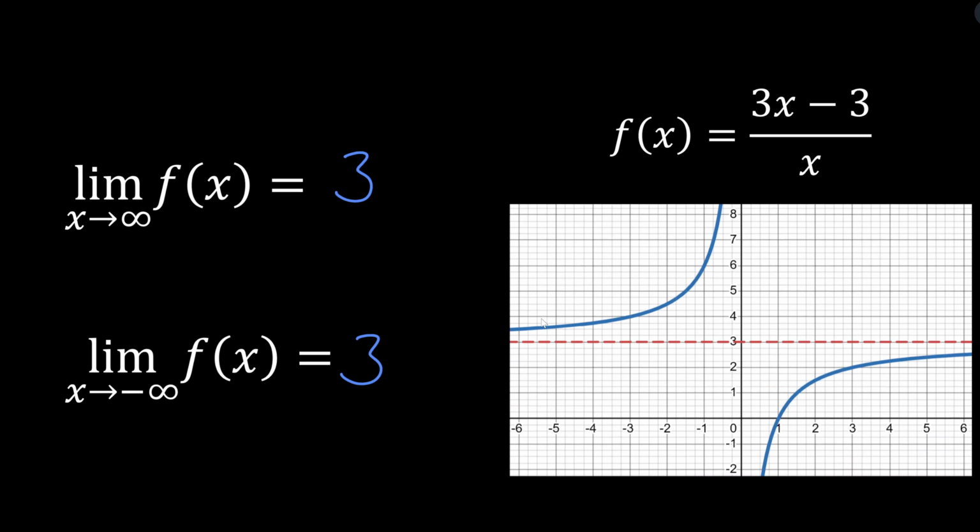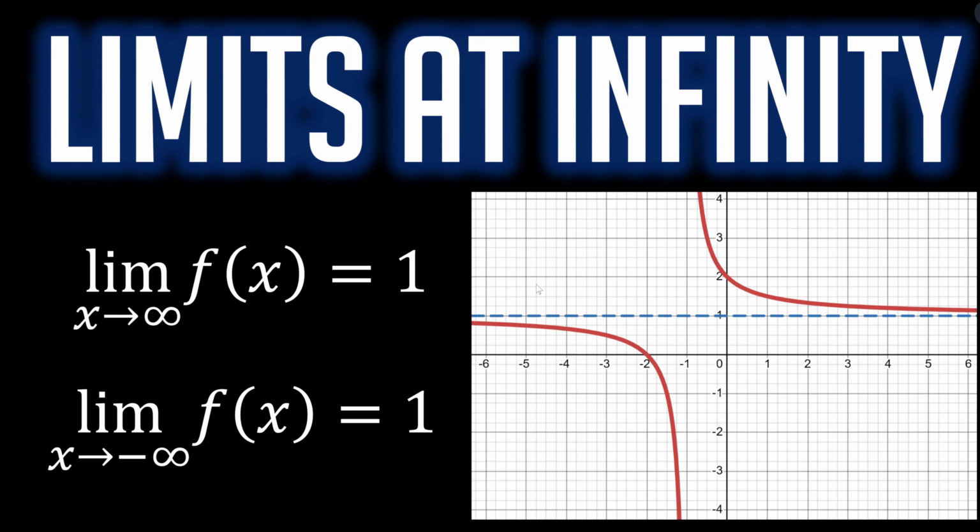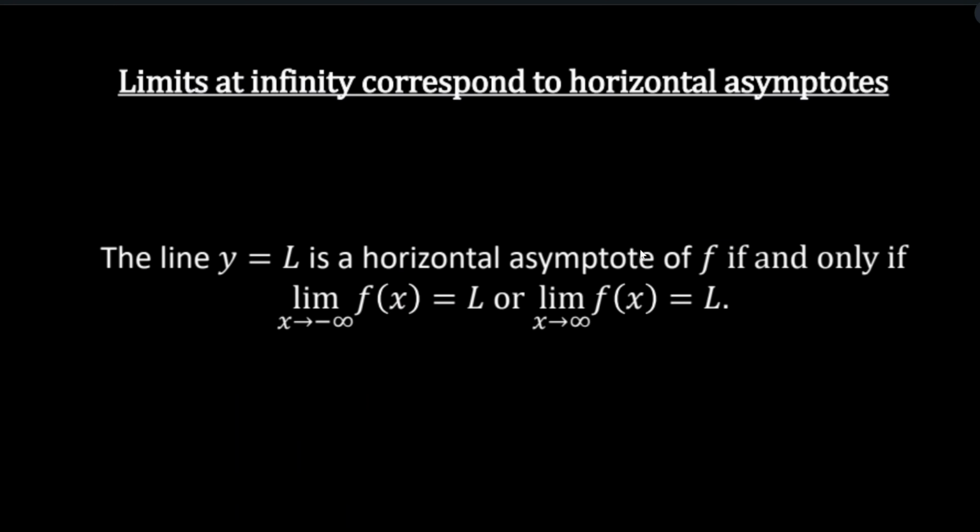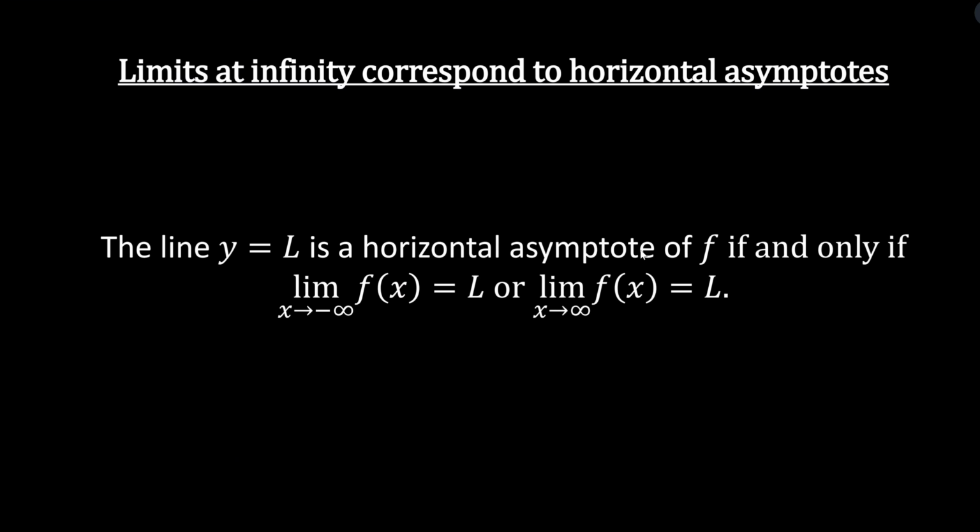Okay, so we've dealt with two rational functions, and we hopefully see this correspondence between these limits at infinity and this end behavior of a rational function, more particularly this thing we call a horizontal asymptote. Here this line y equals 3, here this line y equals 1, and it turns out there is a correspondence between these things. Limits at infinity correspond to horizontal asymptotes.